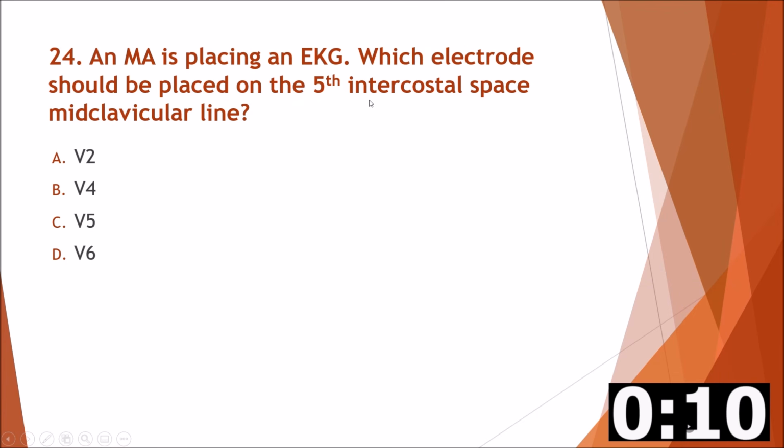24. An MA is placing an EKG. Which electrode should be placed on the 5th intercostal space midclavicular line? V2, V4, V5, or V6? 10 seconds.